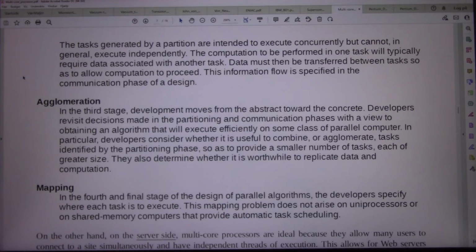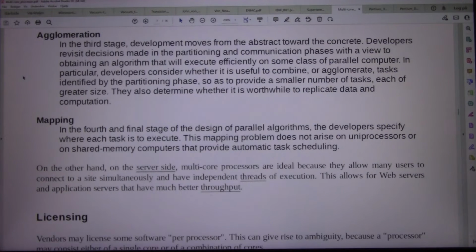Agglomeration. In the third stage, development moves from the abstract toward the concrete. Developers revisit decisions made in the partitioning and communication phases with a view to tuning an algorithm that will execute efficiently on some class of parallel computer. In particular, developers consider whether it is useful to combine, or agglomerate, tasks identified by the partitioning phase, so as to provide a smaller number of tasks, each of greater size. They also determine whether it is worthwhile to replicate data and computation.